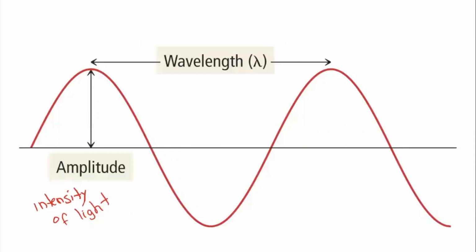Now we also have wavelength, which is represented by lambda and is measured in meters or nanometers. The wavelength measures the distance between two adjacent crests. And like I said, it's going to be meters or nanometers. Those are the units that we're going to be using.